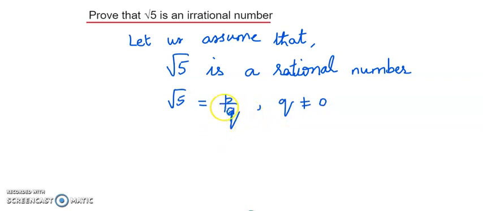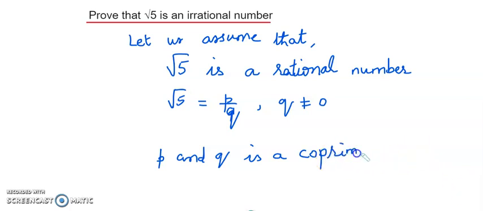There is one more condition that we are putting here for p and q, that is, p and q are co-primes. What is the meaning of co-primes? Co-primes means the two numbers have only one as a common factor, meaning the HCF or the highest common factor of these two will be 1. No other number can be their common factor.